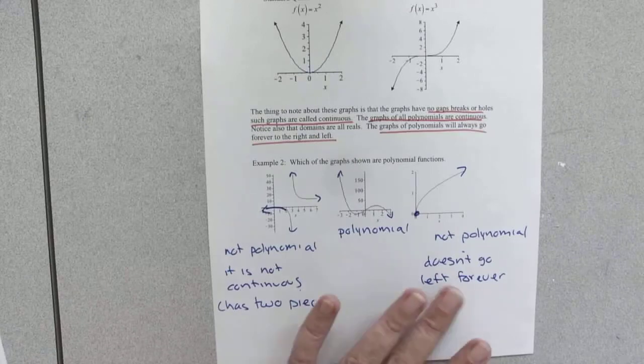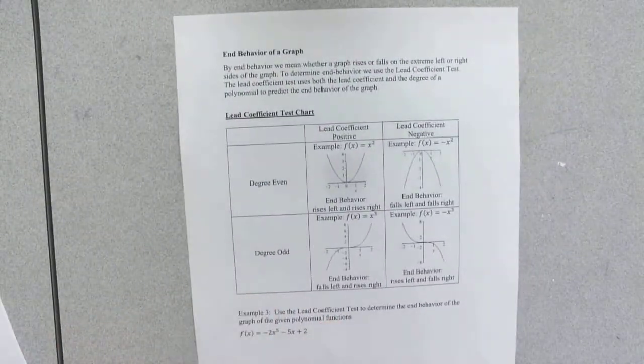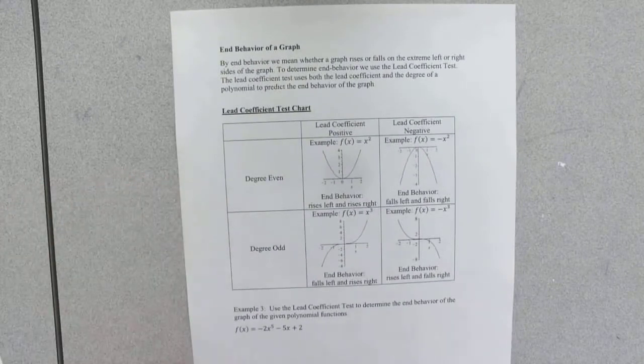And the first thing we're going to talk about as far as building these graphs is the concept of end behavior. By end behavior, we mean whether the graph rises or falls on the extreme left or extreme right sides of the graph. To determine the end behavior, we'll use the lead coefficient test. That's a little misleading, but that's what every textbook calls it. The lead coefficient test uses both the lead coefficient and the degree of the polynomial. So it isn't just the lead coefficient, it's a combination of the two things.